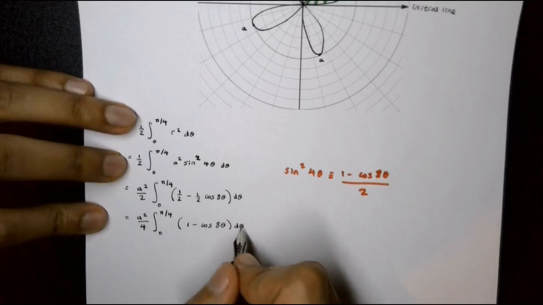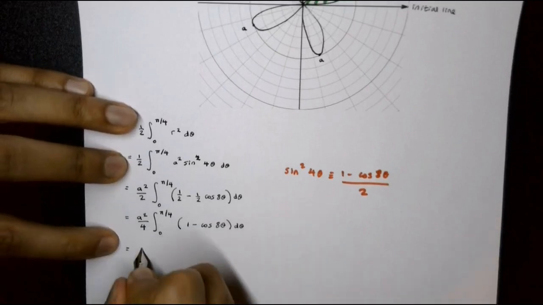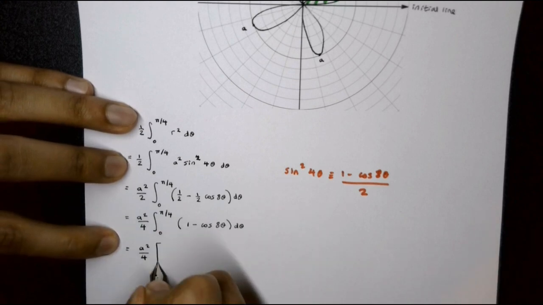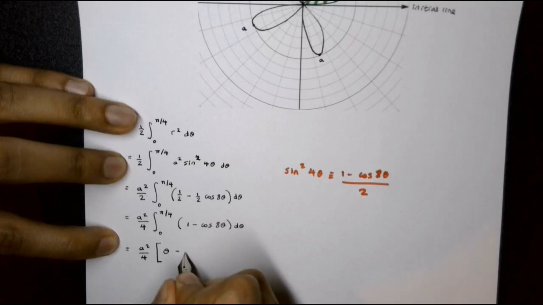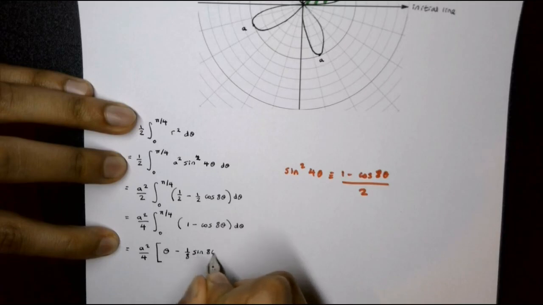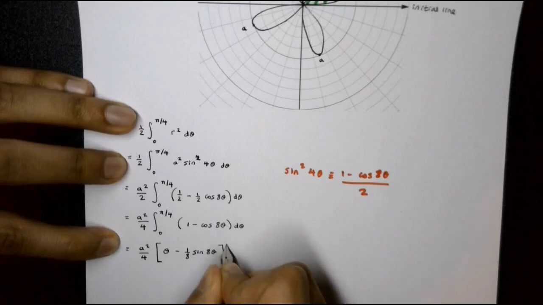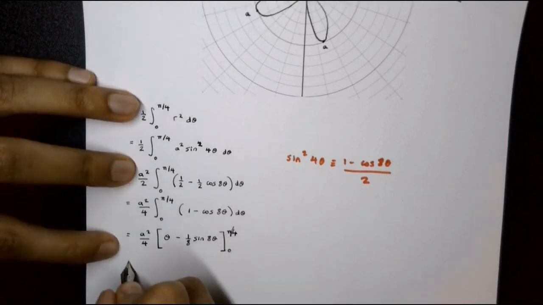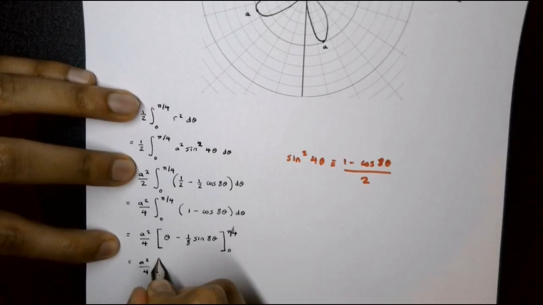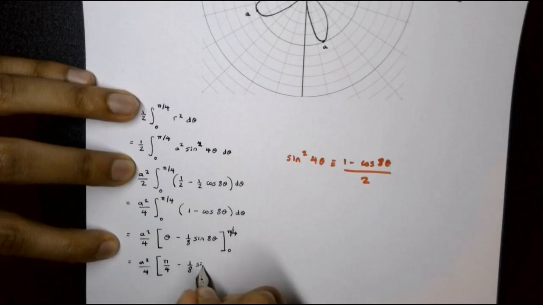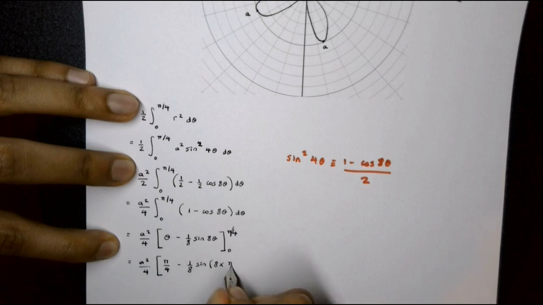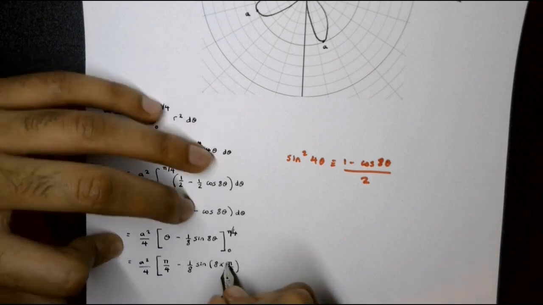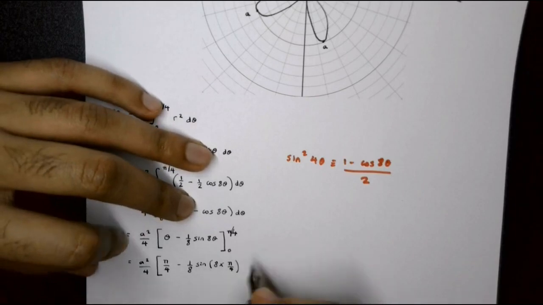So if we evaluate this, we get a squared over 4 multiplied by theta minus 1/8 sine 8 theta, and we will evaluate this between 0 and pi over 4. So for our upper limit, we have a squared over 4 lots of pi over 4 minus 1/8 times the sine of 8 times pi over 4, so that's just 2 pi. So that will be 0.